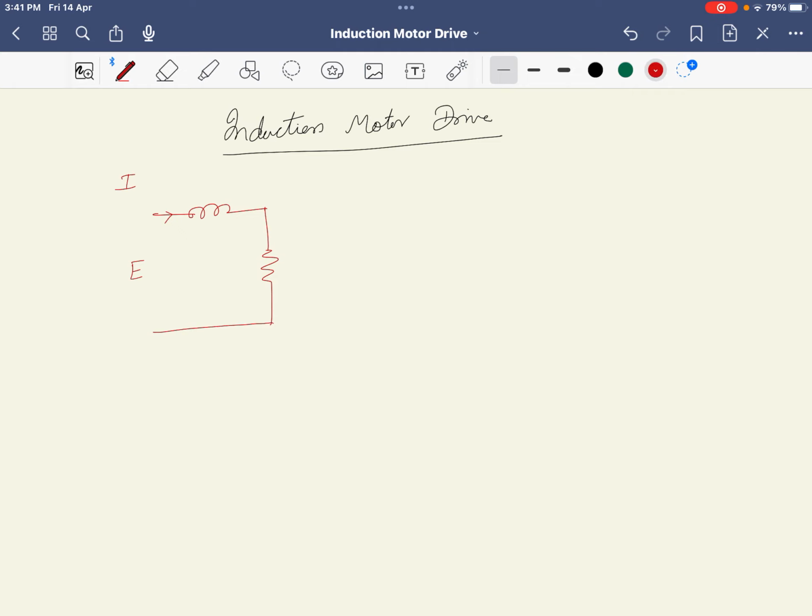But rather than that, we would like to make it very simple. We would like to say that this is R2 and that one is X2. Here is E2 and the current is I2.